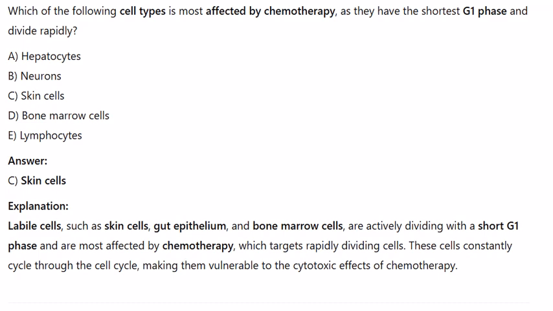with a short G1 phase and are most affected by chemotherapy, which targets rapidly dividing cells. These cells constantly cycle through the cell cycle, making them vulnerable to the cytotoxic effects of chemotherapy.